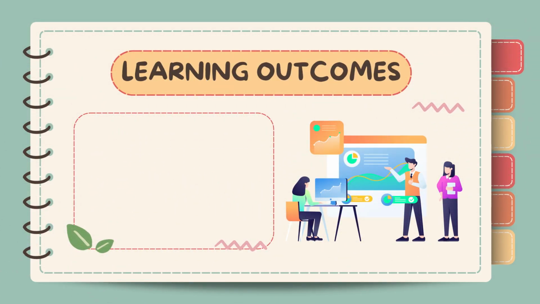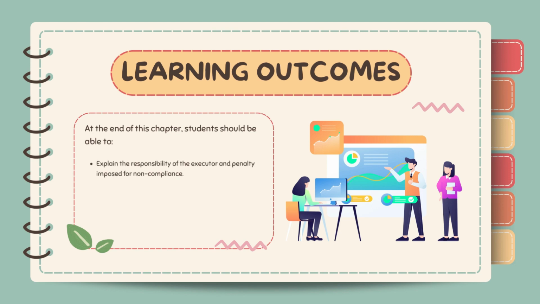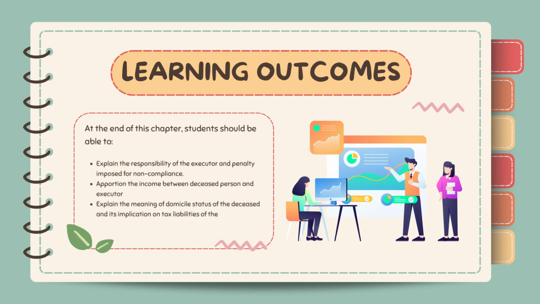Before we start our lesson, let's review together the learning objectives of the topic. At the end of this chapter, students should be able to explain the responsibility of the executor and the penalty imposed for non-compliance. Second, students are also able to apportion the income between the deceased person and the executor. Third, students can explain the meaning of the domicile status of the deceased and its implication on the tax liabilities of the executor. Lastly, students are able to compute the income tax liability of the deceased and the executor.